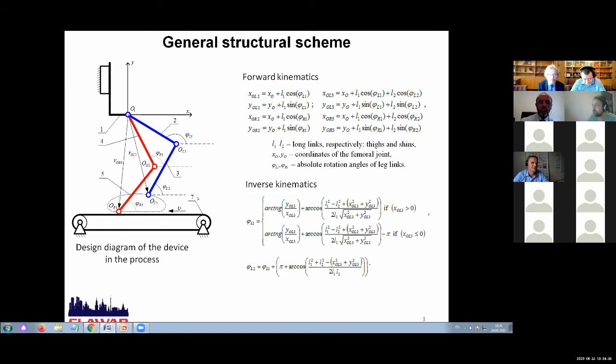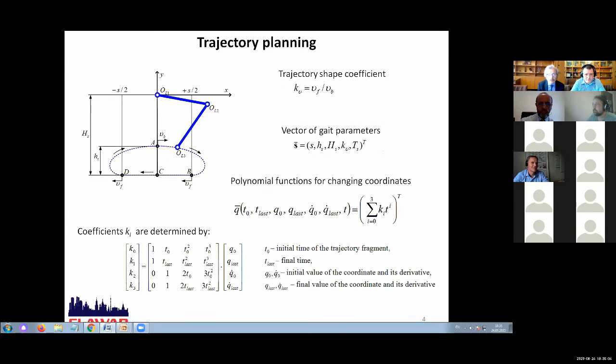An important feature of the desired trajectory is to ensure that there is no slippage or impact at the moment of contact with the surface, which is provided by the choice of appropriate boundary conditions. On this slide, you can see the equations for forward kinematics and inverse kinematics which we used in our mathematical model. Here, the next step is trajectory planning.